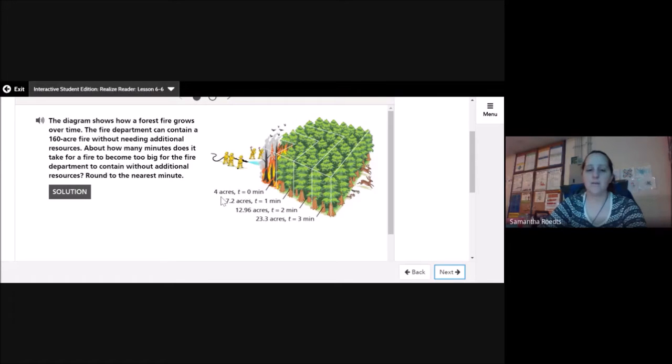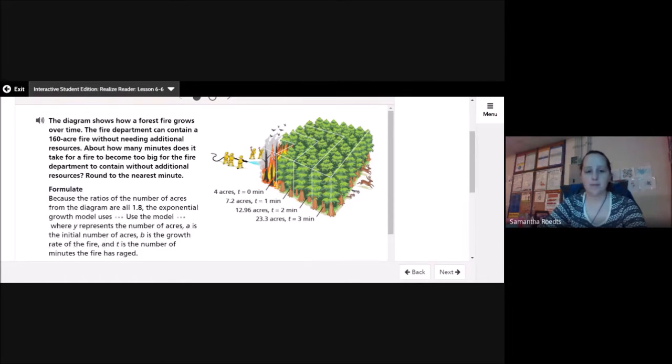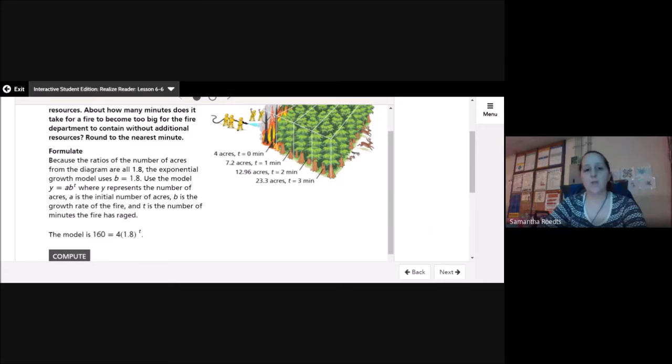Okay, so we can see that it's 4 acres at t equals 0 minutes. And as it grows, it's 7.22 acres at t equals 1. At t equals 2, it's 12.96. And at t equals 3, it's 23.3. So the first thing I want to do is formulate, because the ratios of the number of acres from the diagram are all 1.8. Okay, so I go 4 to 7.2 to 12.96 to 23.3.